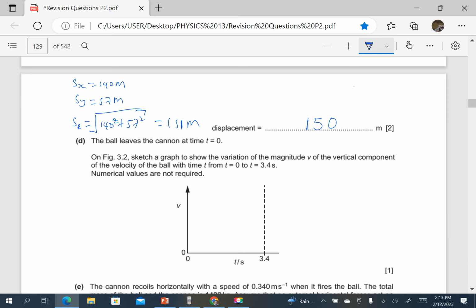The ball leaves the cannon at time t equals 0. Sketch a graph to show the variation of the magnitude of v, the vertical component. Of course, the vertical component increases if it is falling downwards. Initially, there is no velocity in the vertical, so our graph starts from the origin. Since air resistance is negligible, the acceleration is constant. So this is going to be a straight line, so that the gradient is constant. So that will be a straight line up to 3.4.